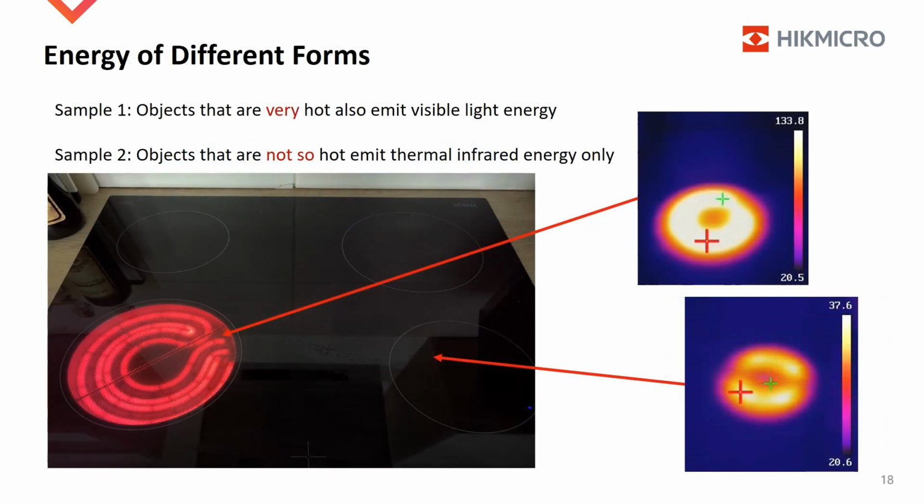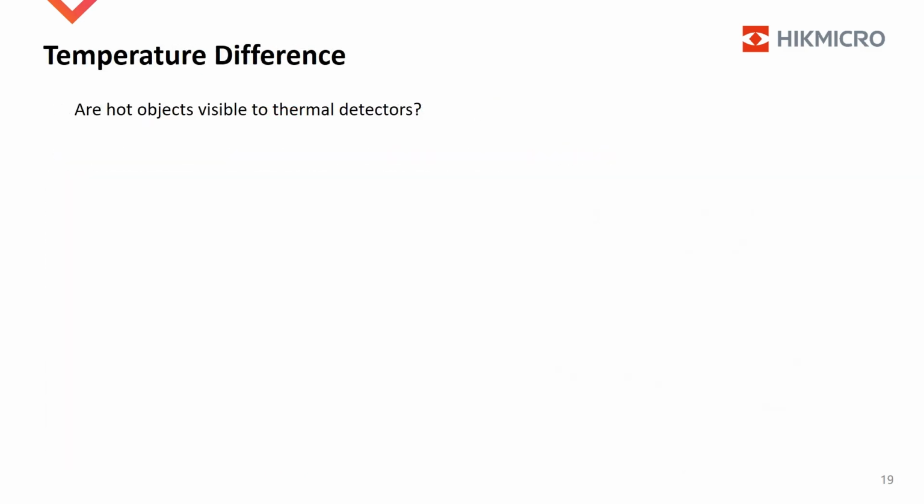Let's have a look at two forms of energy. Sample number 1. The stove is very hot. Temperature is more than 130 degrees Celsius. The heating tube is red, which means the tube also emits visible light energy, except thermal energy. Sample number 2. The heating tube beside the red one is not so hot. It emits thermal infrared energy only. A question: are hot objects visible to thermal detectors?